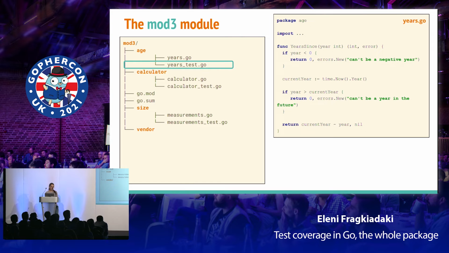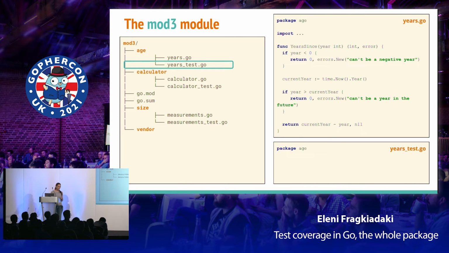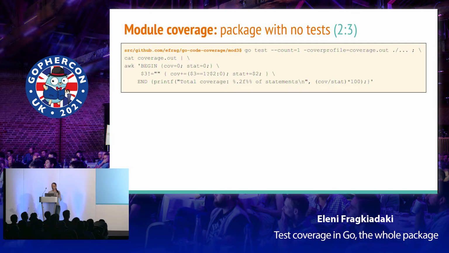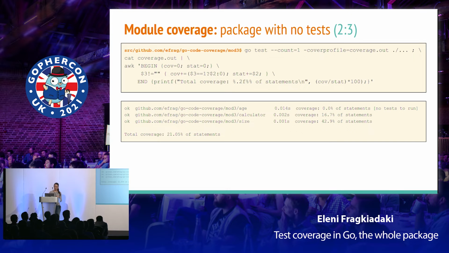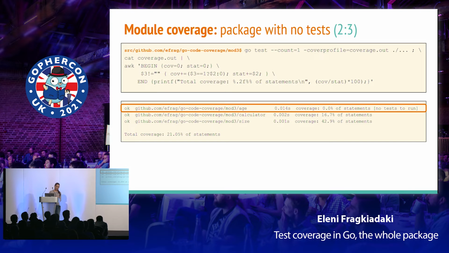Let's try something else. Let's add a years_test file, completely empty. There are no tests in there, but there is a file there named years_test. And let's run things again. If you run it again, you are going to see that things in the output have changed slightly. What has changed is that we have now gotten a test coverage percentage of 0 for our age package.